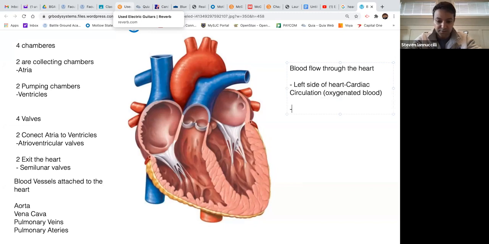And on the right side of the heart, we call that pulmonary circulation, and that deals with deoxygenated blood.